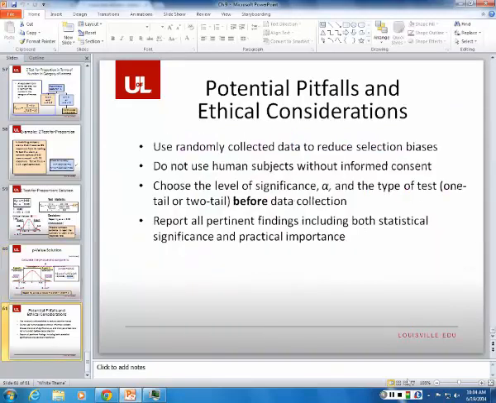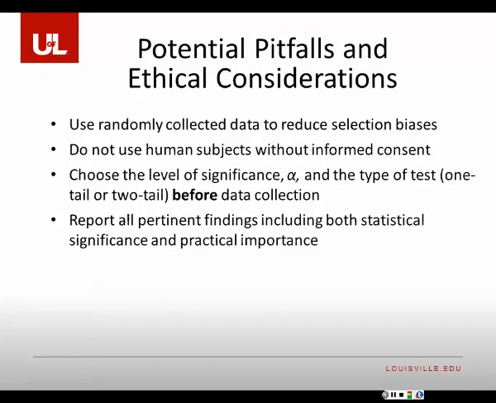All right, so here are some potential pitfalls to consider. Use randomly collected data to reduce selection bias. Do not use human subjects without informing them. That's a key thing. IRB kind of frowns upon that. To be fair, IRB is different from country to country.